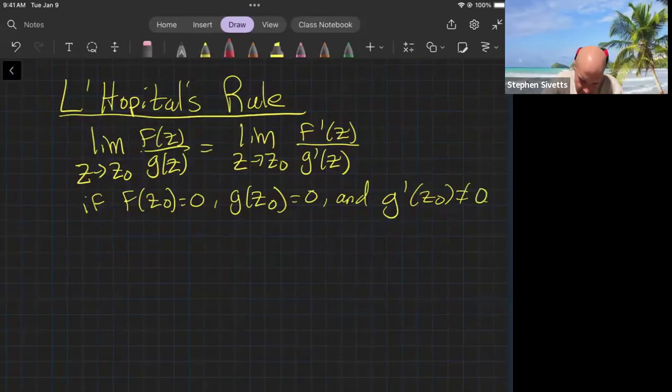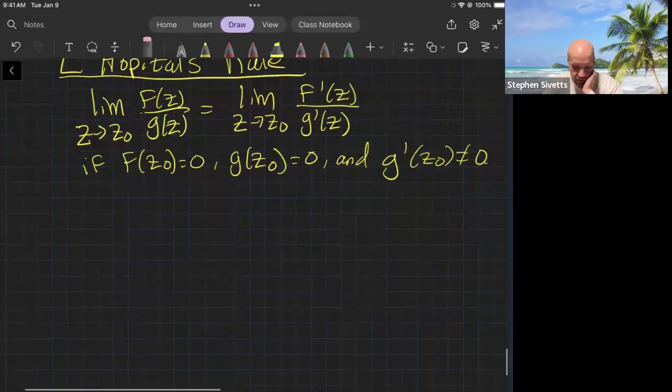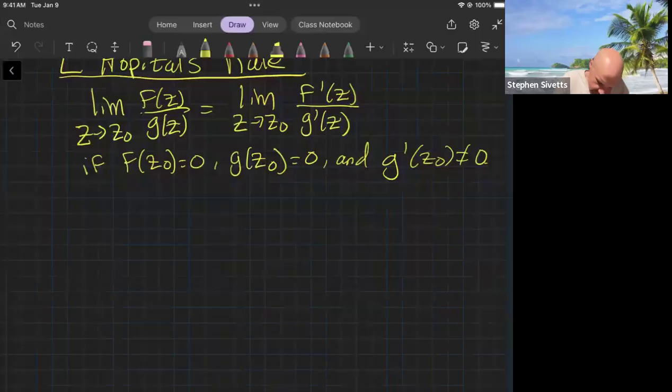Pretty much what you expect in L'Hopital's rule. You have an indeterminate form, 0 over 0 or plus or minus infinity over infinity. If you have those forms, you can use L'Hopital's rule to compute the limit of a rational function.